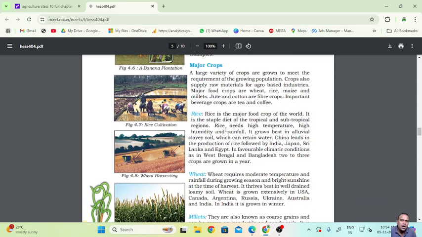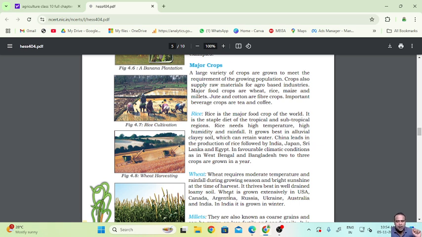Major crops. A large variety of crops are grown to meet the requirement of the growing population. Crops also supply raw materials for agro-based industries. Major food crops are wheat, rice, maize, and millets. Jute and cotton are fiber crops. Important beverages are tea and coffee.